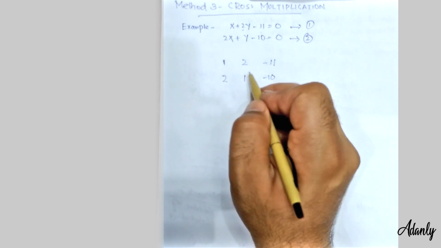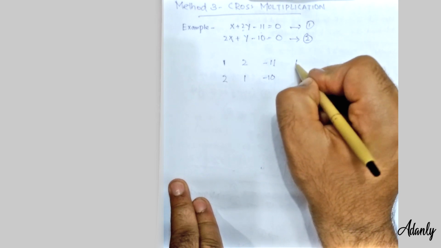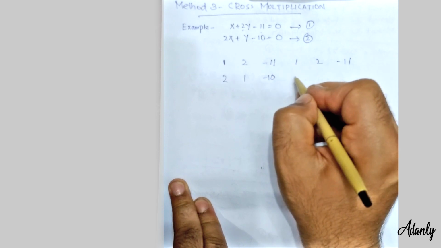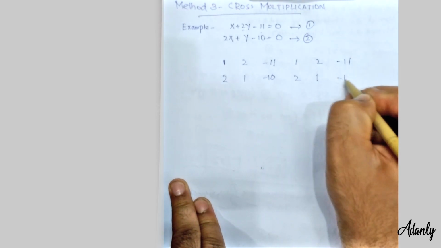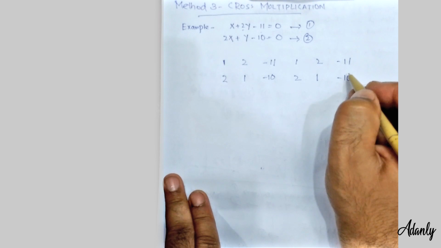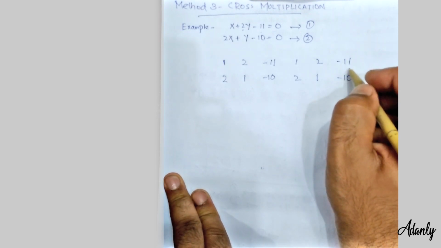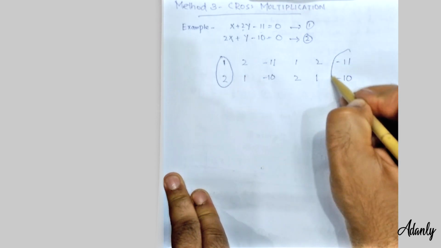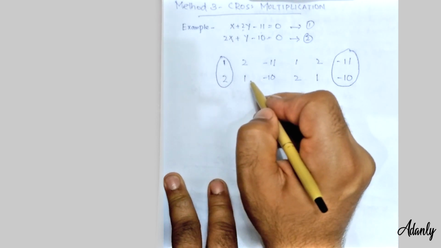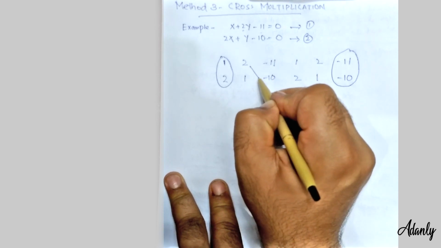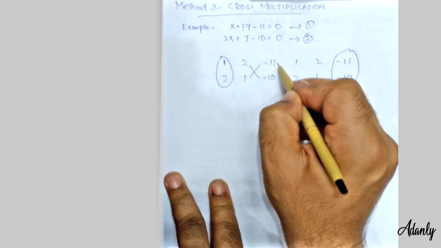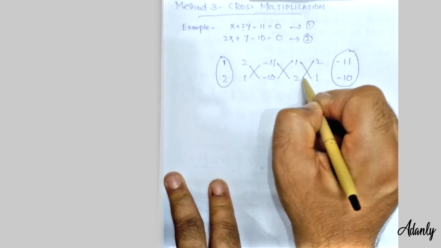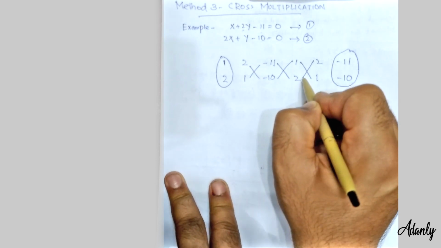Like we have 1, 2, minus 11, so we will write 1, 2, minus 11, and we have 2, 1, minus 10 over here. Now the cross multiplication works in such a way that we will have to ignore the first of these, and we will cross multiply the rest of the digits. Like multiply this with this, this with this, and lastly this with this. So we will write these like this.